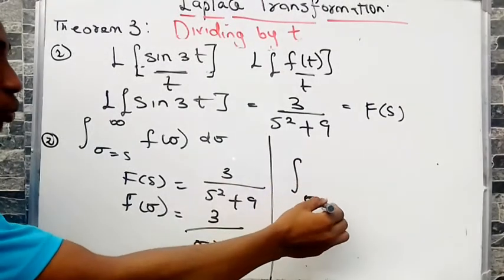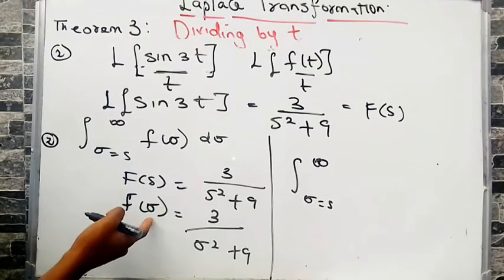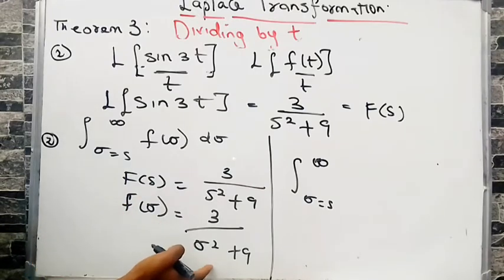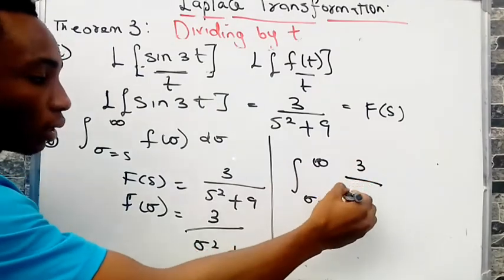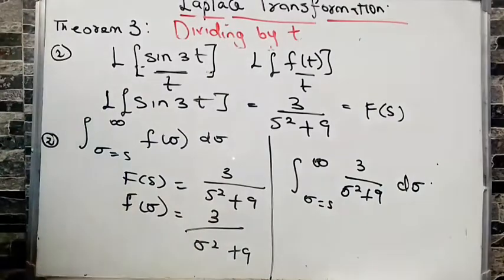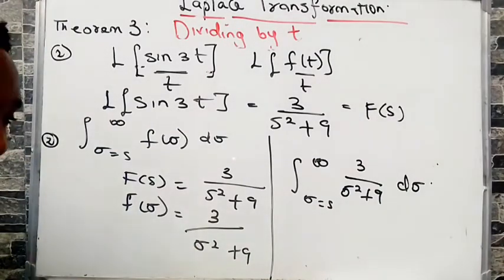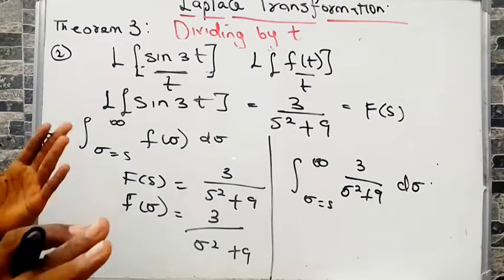the integral, this variable equal to s to infinity, substituting this for this, because we have expressed this in terms of this. So putting this here, we'll be having 3 divided by this squared plus 9 with respect to this. What we're going to do now to get our final answer is to solve this. When we solve this, we have our final answer.